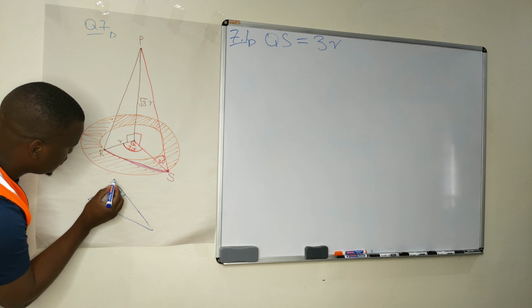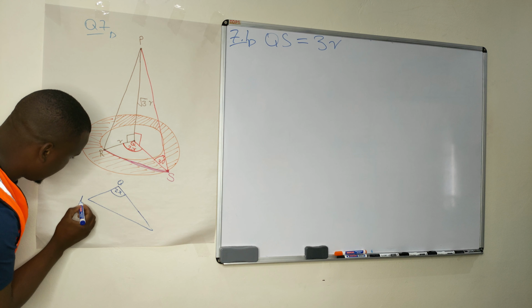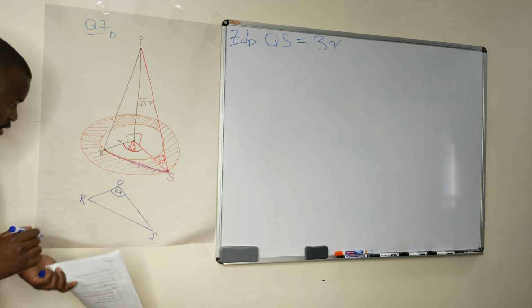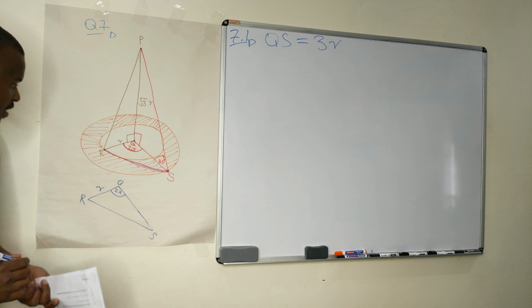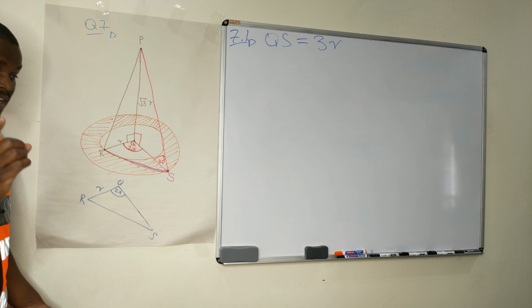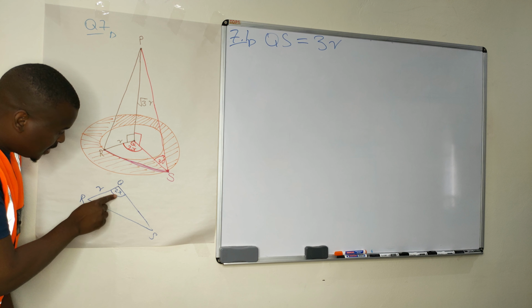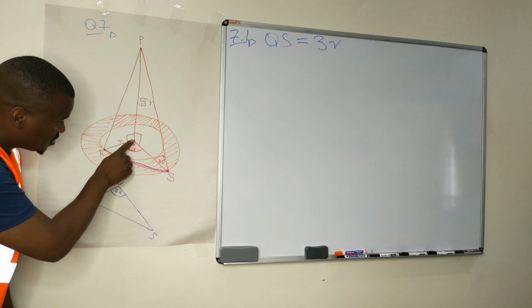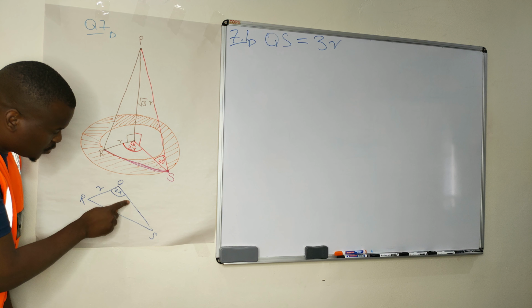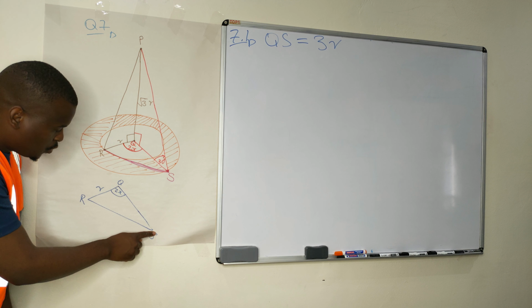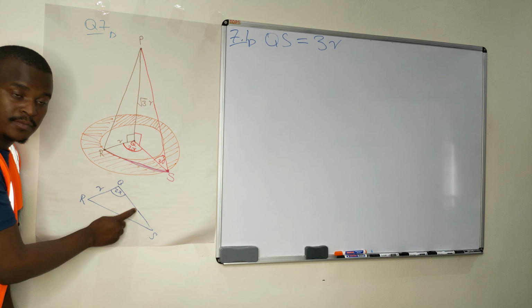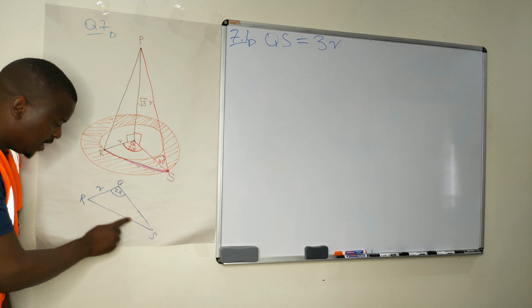So 2x, you have Q, you have R, you have your S. This is the triangle at the base, so we need to look at this triangle separately. If we want QS, which is this one here, we don't have much information to find the value of QS on this triangle. So this triangle does not help us.